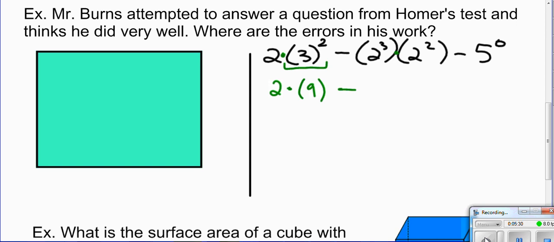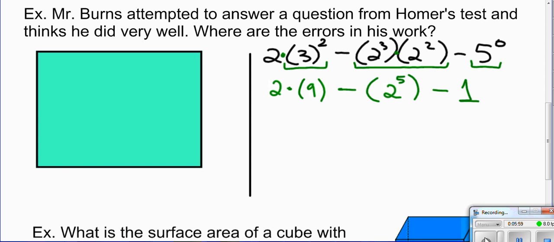well, I could evaluate the exponents here, but I also notice that it's the same base being multiplied. So I could go 2 to the power of 3 and write 8, and 2 to the power of 2 and write 4. Or I could notice that it's the same base being multiplied, and I'm going to add the exponents. So that's going to be 2 to the power of 5 minus 5 to the power of 0. Well, anything to the power of 0 has a value of 1. Okay, still not quite done.